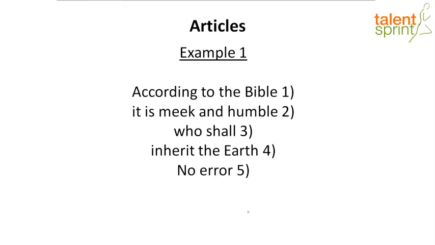But let's understand the application of this learning in articles and learn to identify errors pertaining to articles. Let's look at our example. According to the Bible, it is meek and humble who shall inherit the earth. Alright, so having said that, we have 4 parts, right? Again, according to the Bible, it is meek and humble who shall inherit the earth. According to the Bible, it is who?